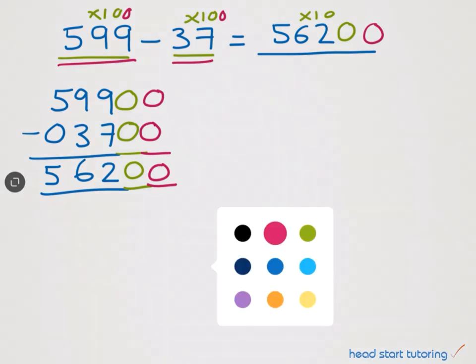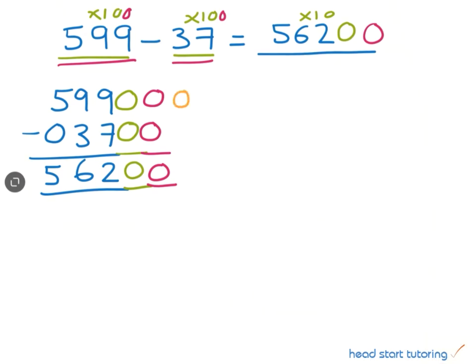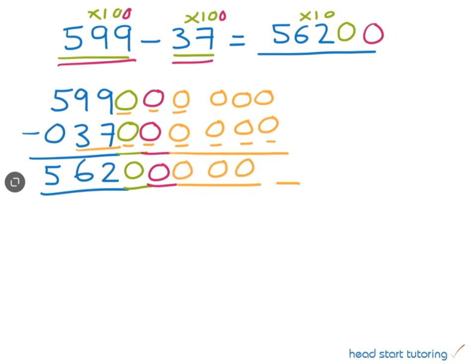So if we end up multiplying by 1,000,000, which is 1, 2, 3 zeros and another 3, 6 zeros altogether. So if we multiply 37 by 1,000,000, 1, 2, 3, 4, 5, 6 zeros, and then we end up getting the same sort of answer. So we're just minusing our 37 from our 599 to get an answer of 562.